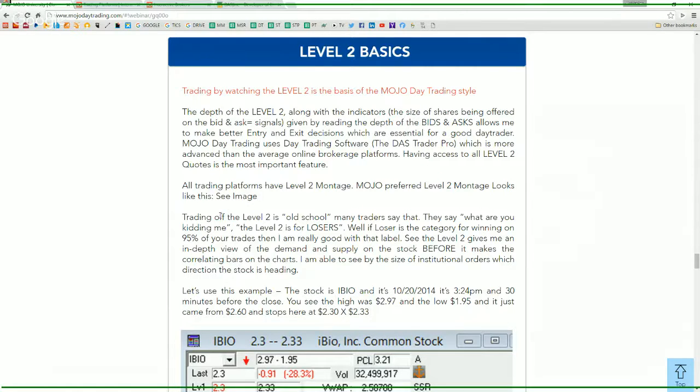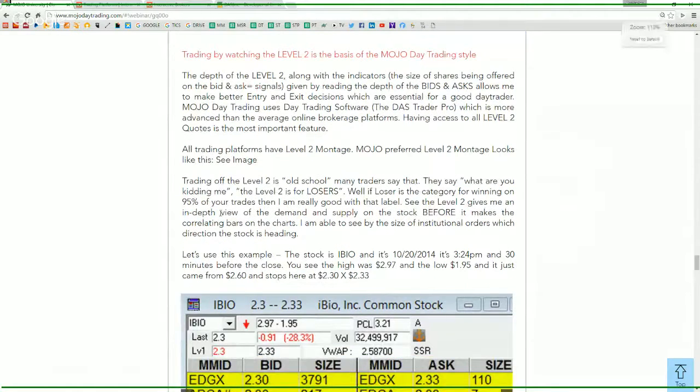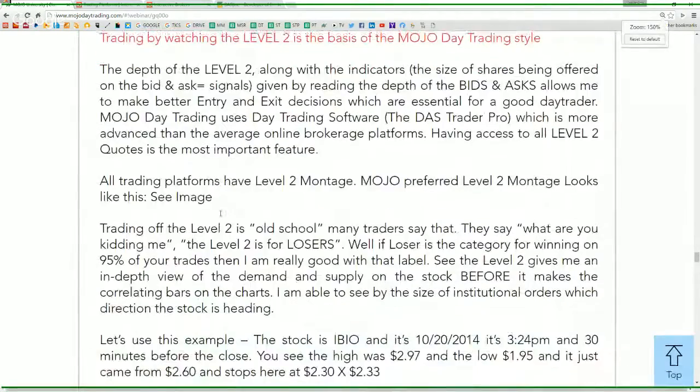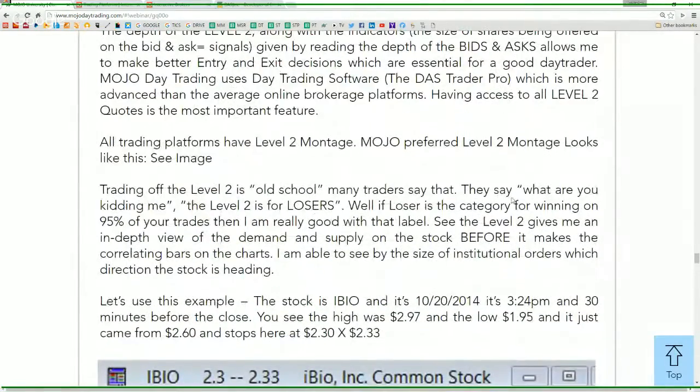Okay? They say trading off the level 2 is old school, folks. Many traders say that. They say, what, are you kidding me? The level 2's for losers. Well, if a loser is in a category for winning on 95% of your trades, then I'm really good with that label. See, the level 2 gives me an in-depth view of the demand and supply of the stock before it makes correlating bars on the charts.